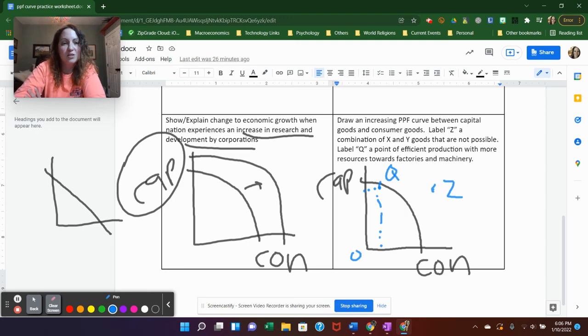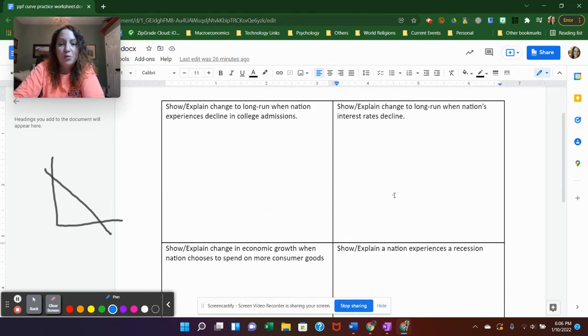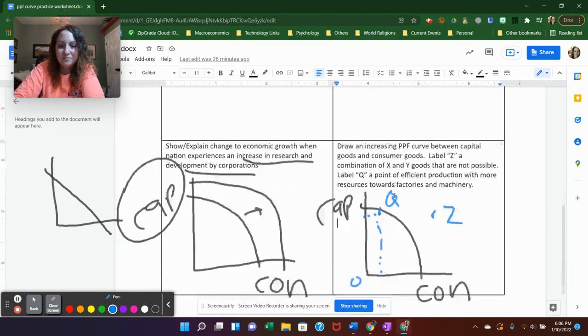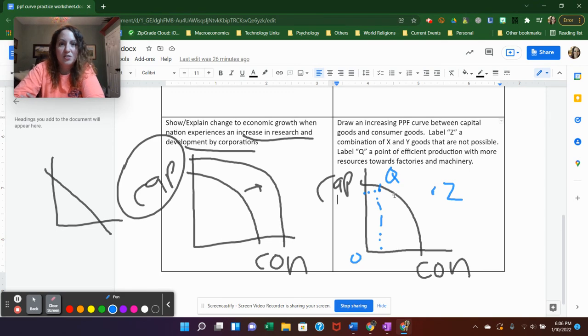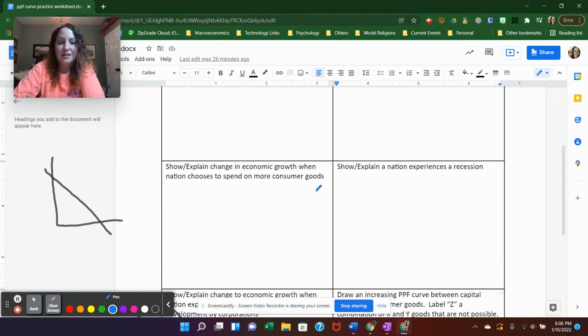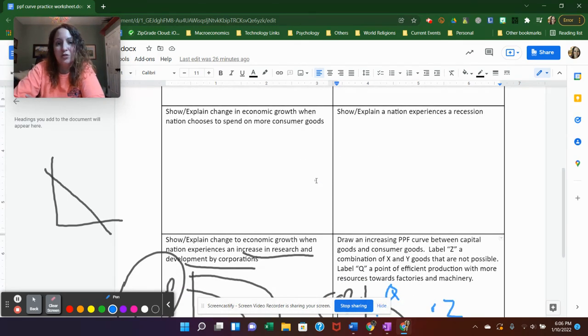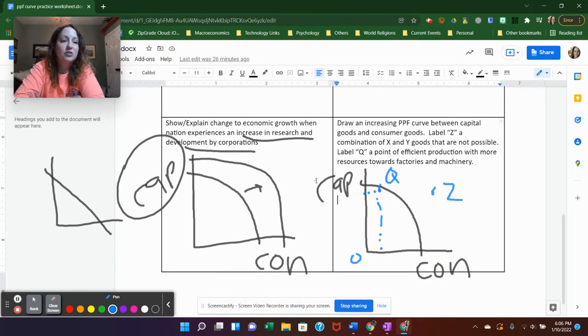Very nice. Okay, so hopefully this wasn't too tricky. I know that these middle two probably threw you off. That is okay. This is just a way to introduce terms like recession, economic growth, long run, and interest rates. Make sure you wrote down the definition of interest rates.